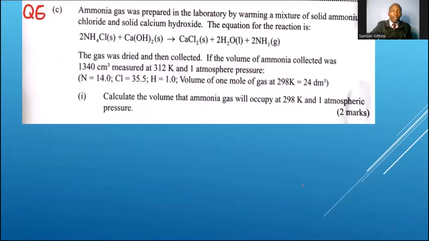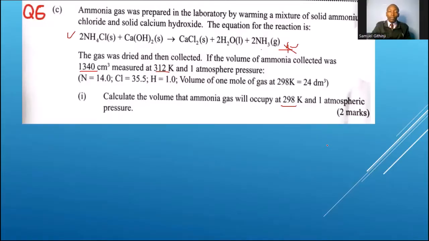We move on. That is a question on calculations. Ammonia gas can be prepared in the laboratory by warming a mixture of ammonium chloride and calcium hydroxide. This is a question we usually use somewhere, that is, in the manufacture of ammonia. The gas was dried and then collected. This is the volume that was collected at this temperature, 1 atmosphere. Then calculate the volume of ammonia gas that will be collected at this temperature and 1 atmosphere.